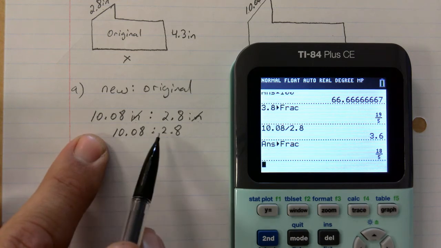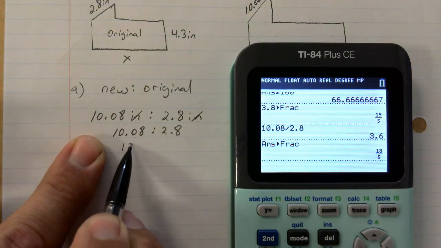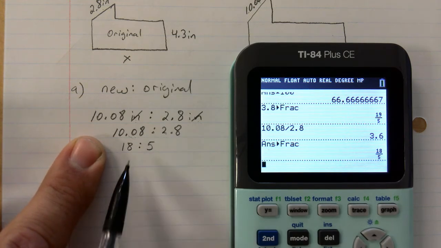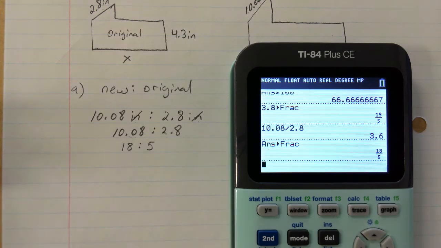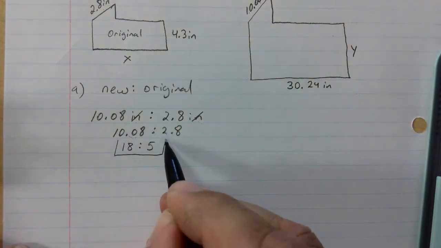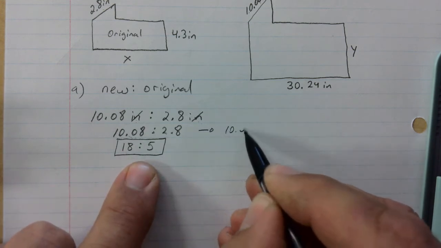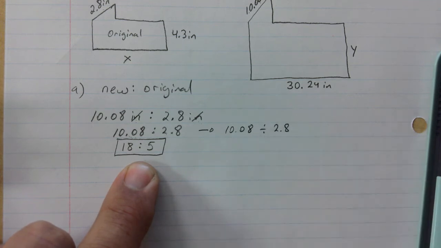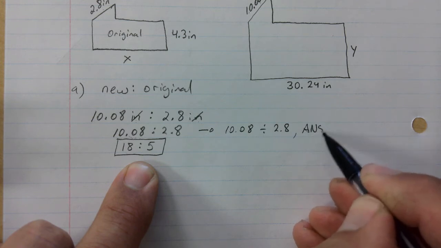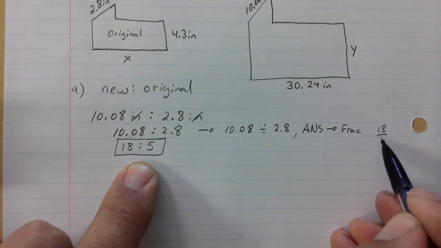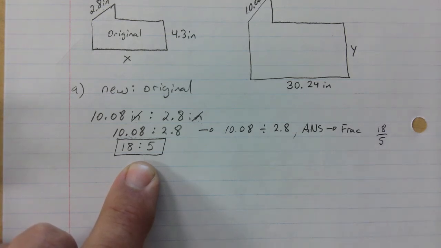So I can just say where the 18 is going to correspond to that one, and the 5 is going to correspond to the 2.8, right? The bigger number goes with 10.08. So you just turn that into a fraction, but you still know that you're talking scales, okay? So this is it. I will show you how this is done. 10.08 divided by 2.8, and then the answer, you turn that into a fraction, and you get 18/5. That way, if you're looking back, it's like, how did I do that again? Right? That's what happened.